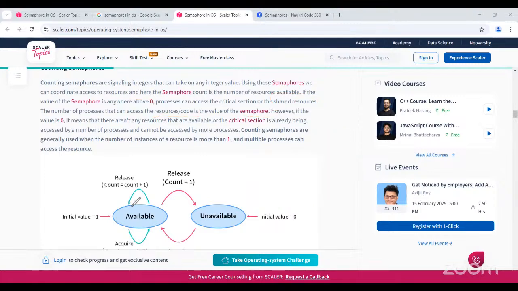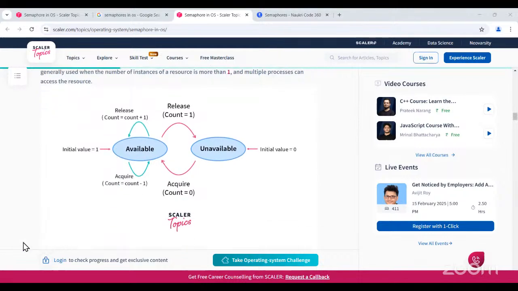Did you understand this? See here, the initial value is 1. Releasing increments the count by 1, so the count is equal to 1. Acquiring decrements the count by 1, so the count is 0. You can see here, this is a diagram of the semaphore.